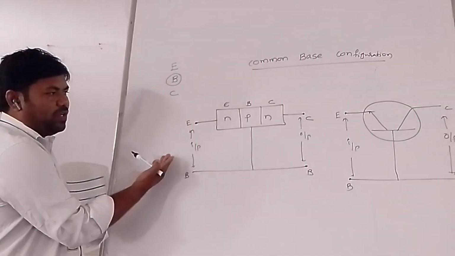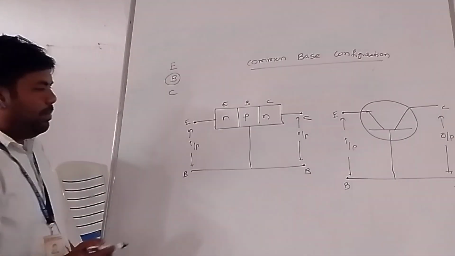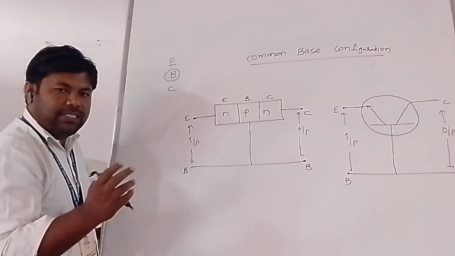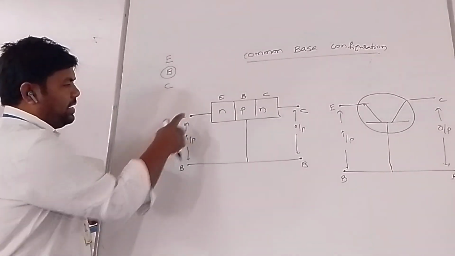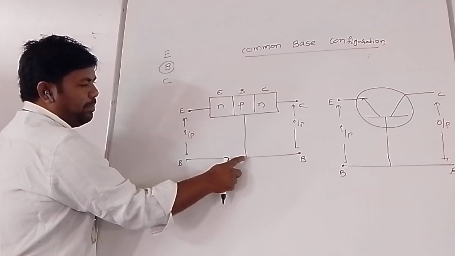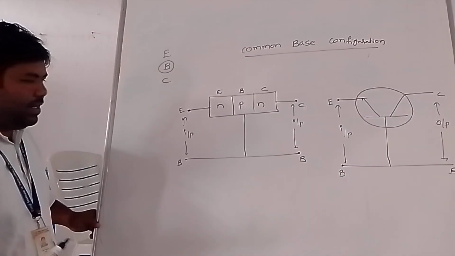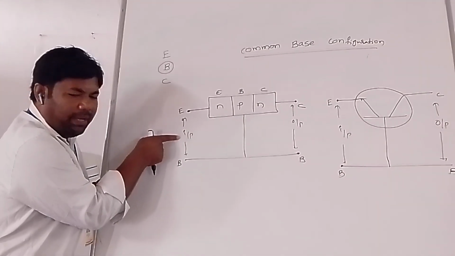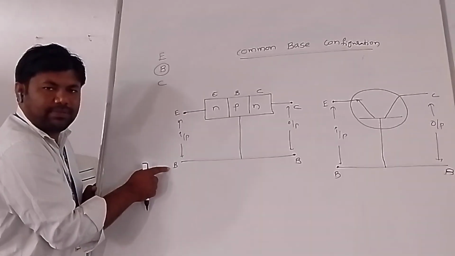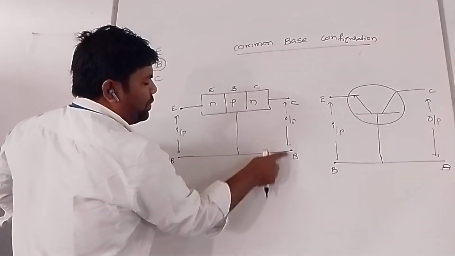Now observe this diagram. This is an NPN transistor. On the input side there are 2 elements: this one is the emitter, this we can call the base, and this side is connected as C, the collector terminal. Here the input is applied between the emitter and the base. In the same way, the output is taken from the collector to the base.